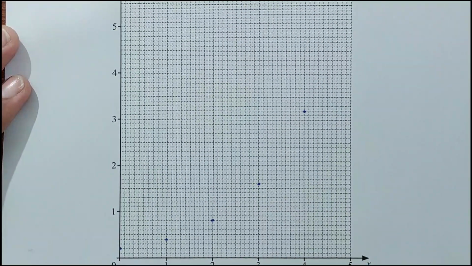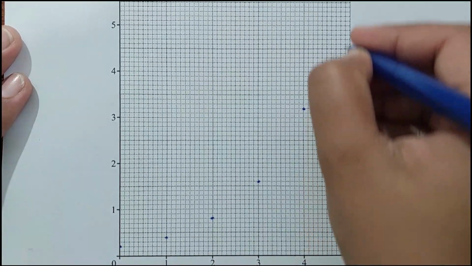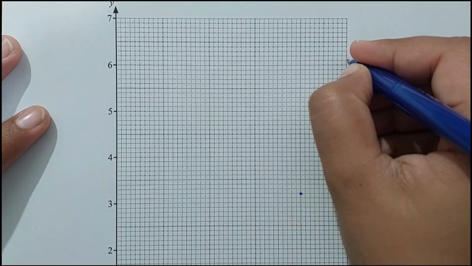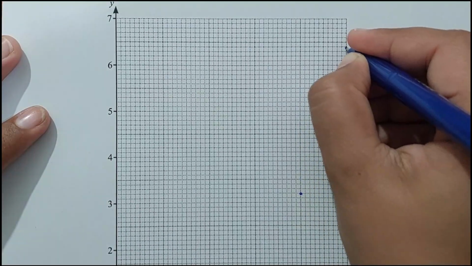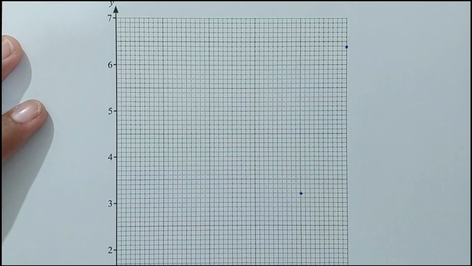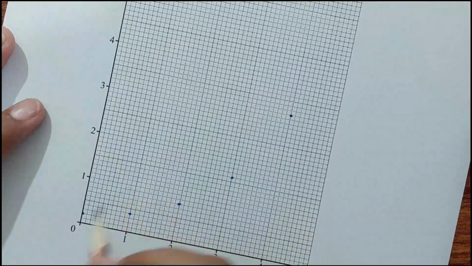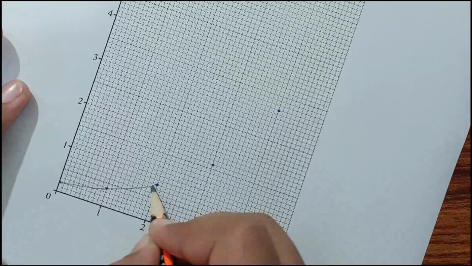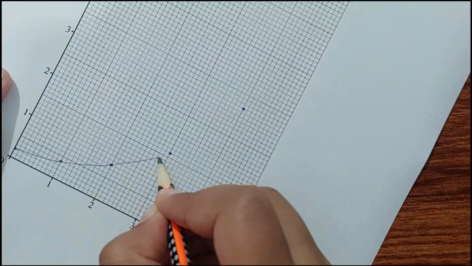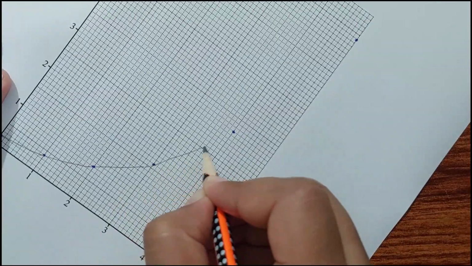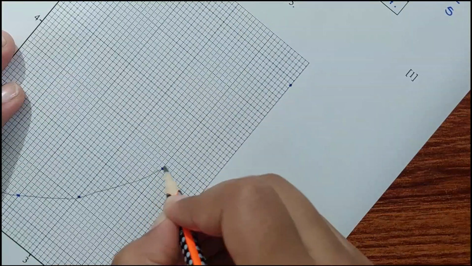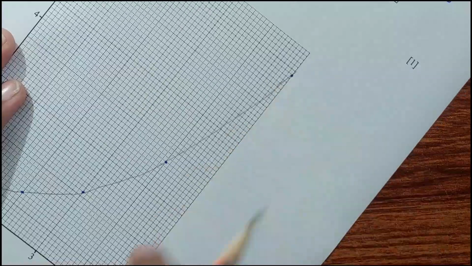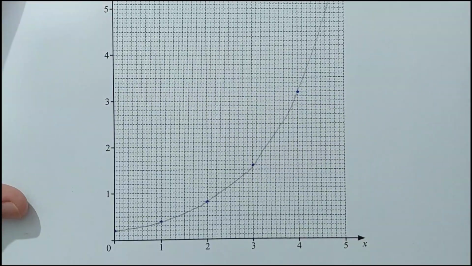So this is 5, moving up, this is 6, and this point is 6.4. Let me connect all the points to get a smooth curve. Make sure your curve passes through each and every point. Okay, that's the shape of the curve.